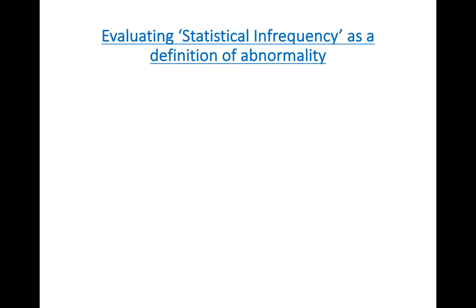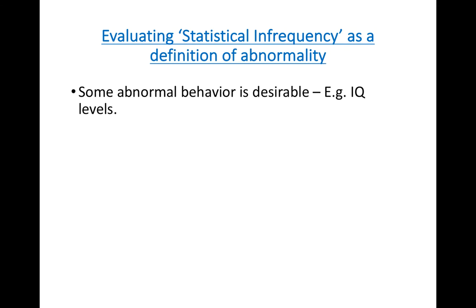Now on to our AO3 points for evaluating statistical infrequency. Our first point is that some abnormal behaviour can be desirable. The main objection to this approach is that there are many abnormal behaviours that are actually quite desirable. For example, very few people have an IQ over 150, yet we would not want to suggest that having such a high IQ is undesirable.